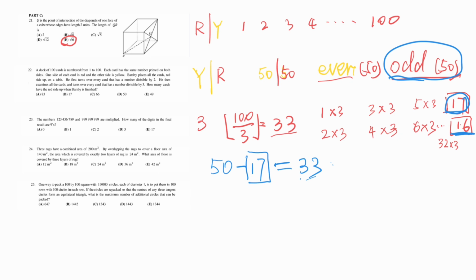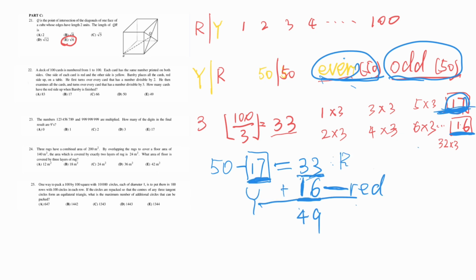Right now, all the even numbers are yellow. We turn the 16 multiples of 3. We turn them, and now they go from yellow to red. Total 33 plus 16 is 49. So the answer is E.